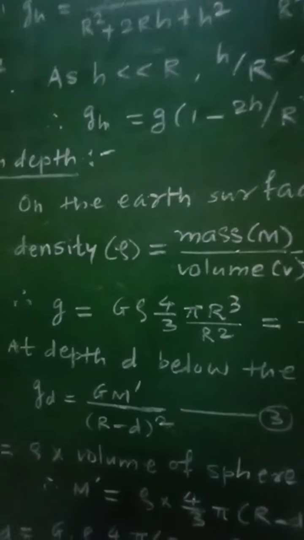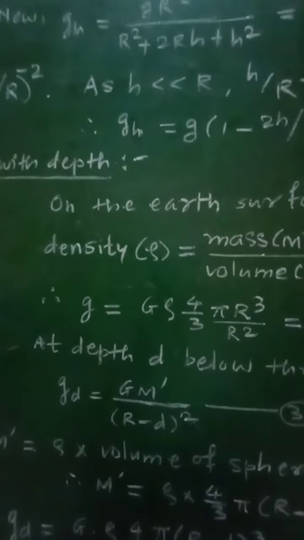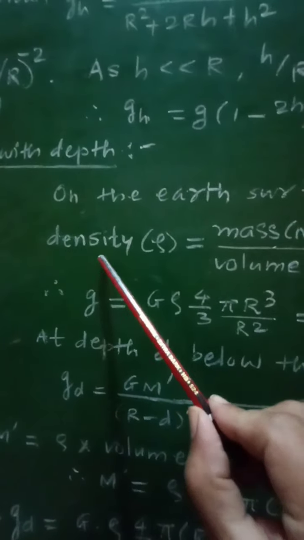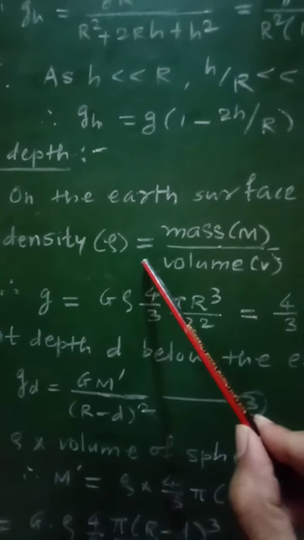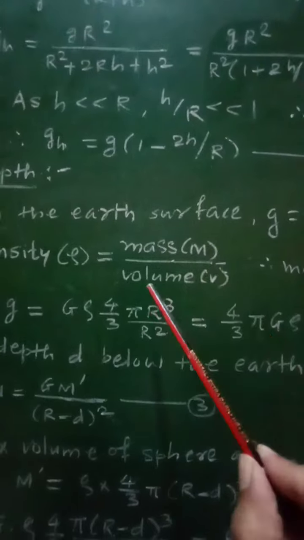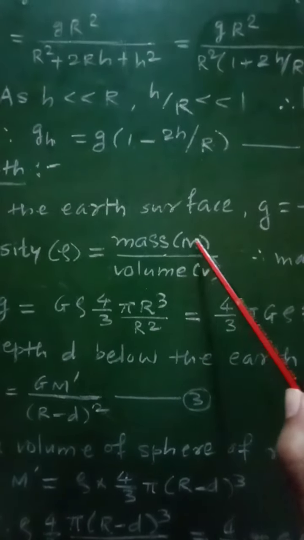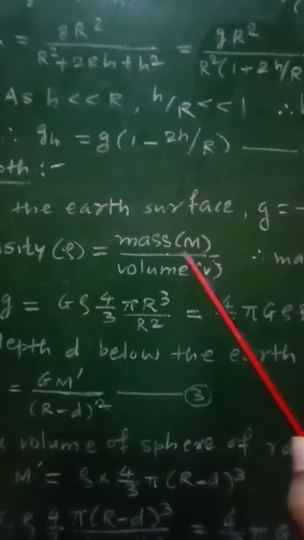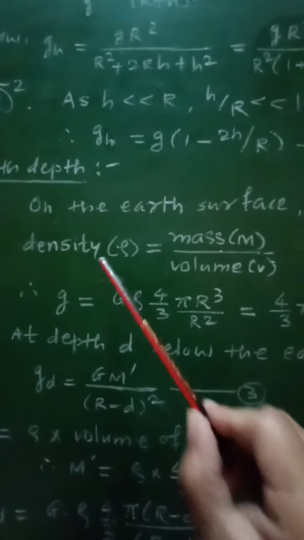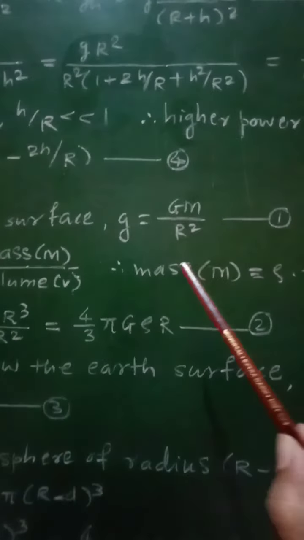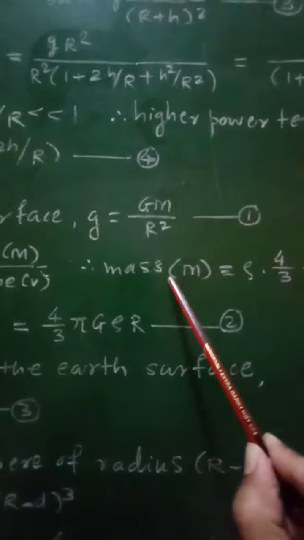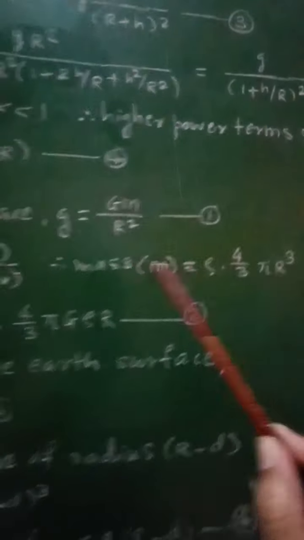And now, assuming the density of the earth to be uniform, we can write the density of the earth, rho, will be equal to mass M upon volume V. Mass of the earth upon volume of the earth will give us density. And therefore this mass M, mass of the earth, will be given as density into volume.